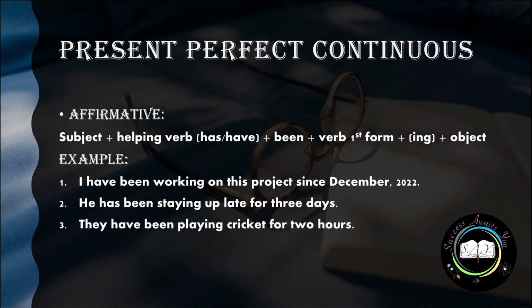For example, I have been working on this project since December 2022. Here, since is used because exact starting time is given, which is December 2022. He has been staying up late for 3 days. They have been playing cricket for 2 hours. Here for is used because only the duration is given, not the exact time. Keep in mind, has been is used with singular person, which are he, she, it, name, and have been is used with plural person, which are I, we, you, they.